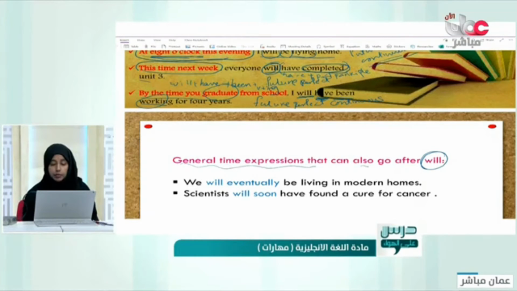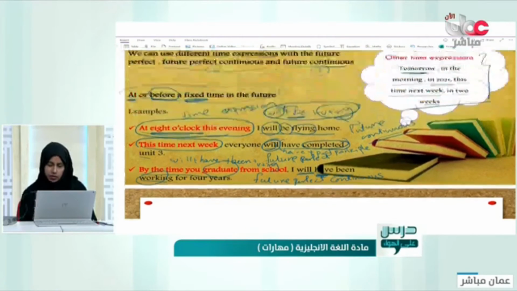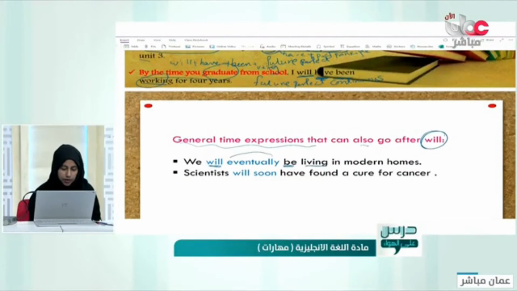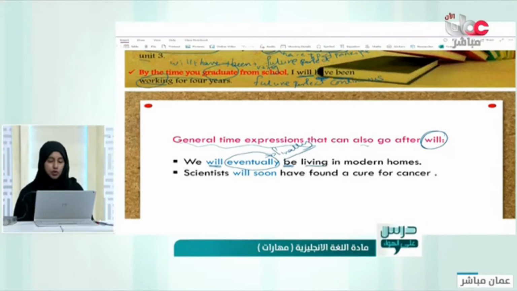Like what? We will eventually be living in modern homes. So where is here the sentence? We have will, okay, be living. So what is this? Which type of tense here? We have ing. Yes, excellent. Future continuous. Look at this word, eventually. So sometimes we can use this time expression with will. It means what? Finally. It means finally. So we will finally be living in modern homes. So we can say we will eventually be living in modern homes. So here, if you want to use this time expression, you have to use it correctly here. Look, we have will, and then we use time expression, and then we use be plus ing.